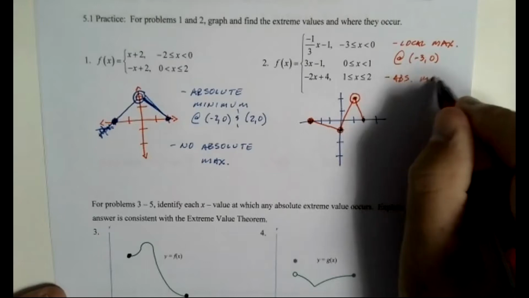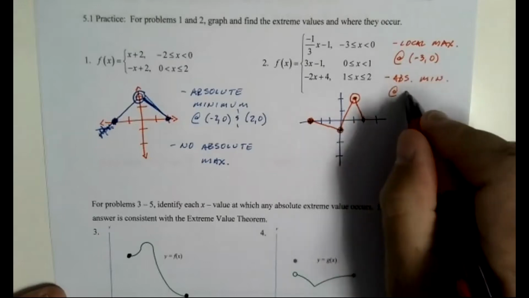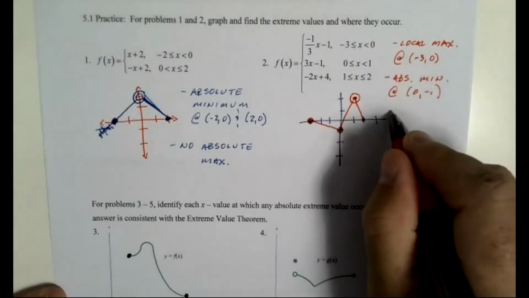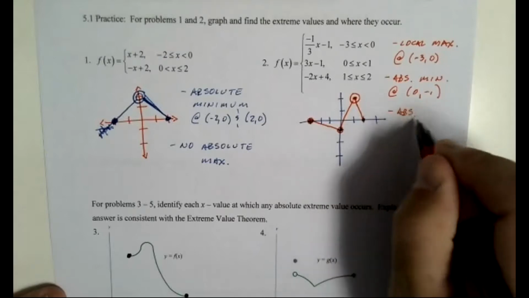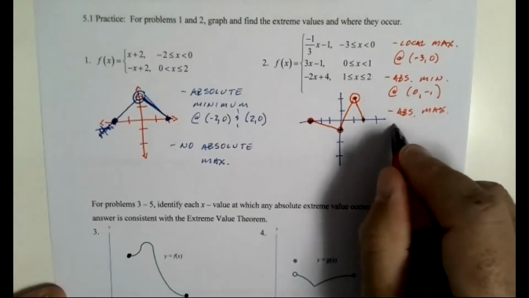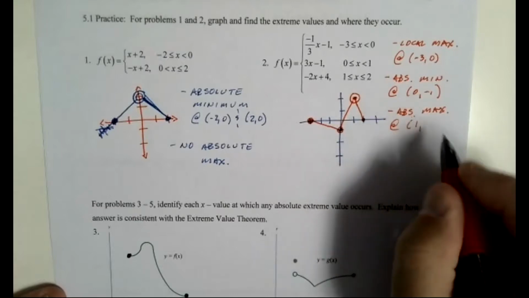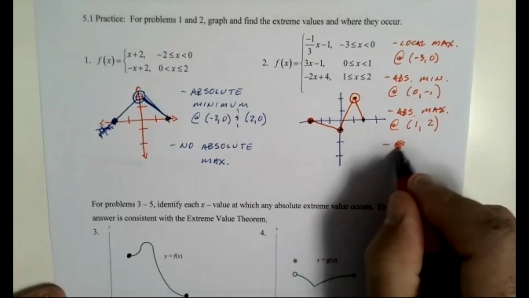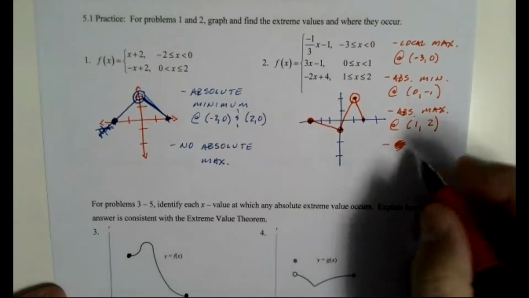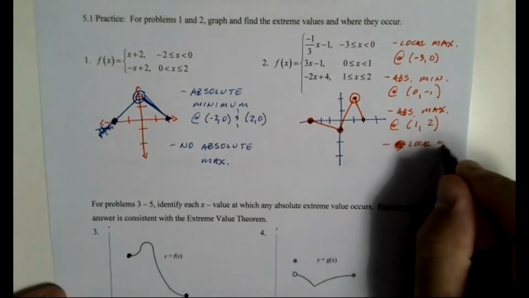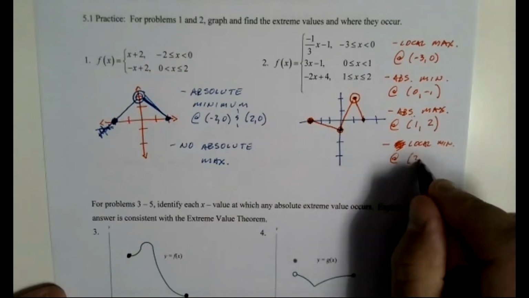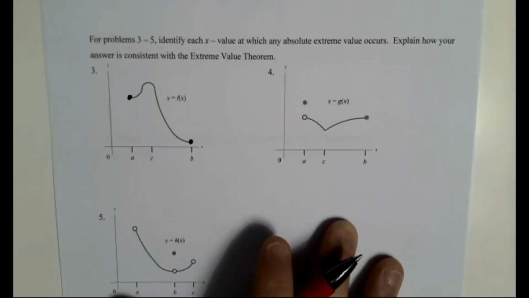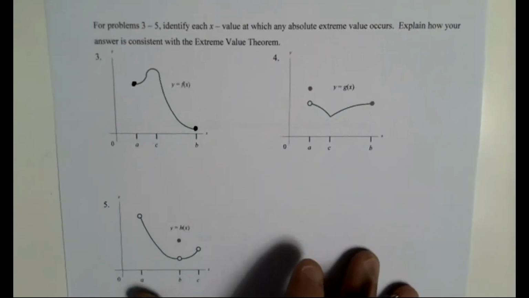Absolute min at 0, -1. Absolute max at 1, 2. Whoops. Local min at 2, 0. It's consistent with the extreme value theorem.